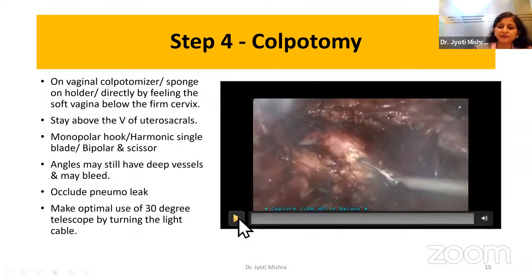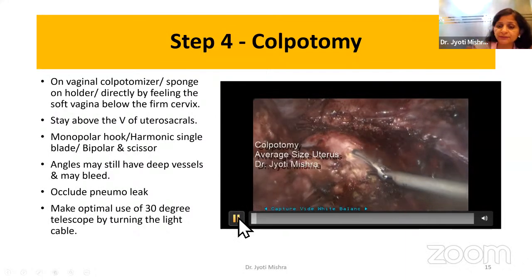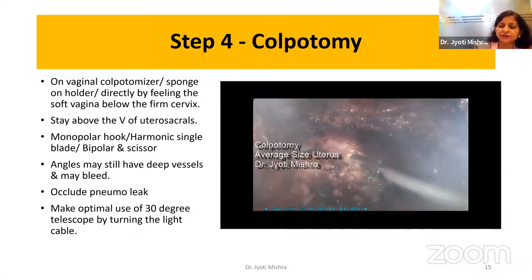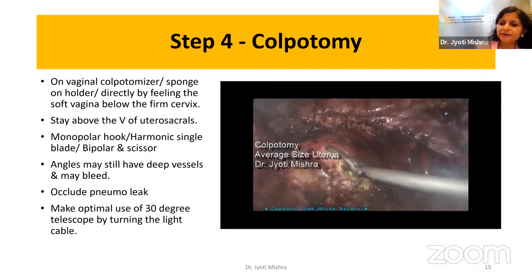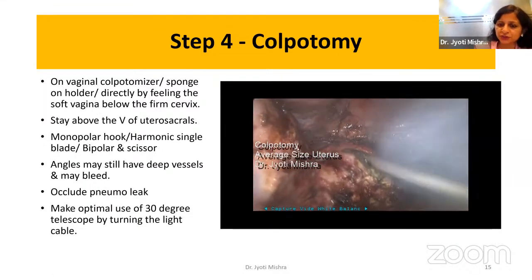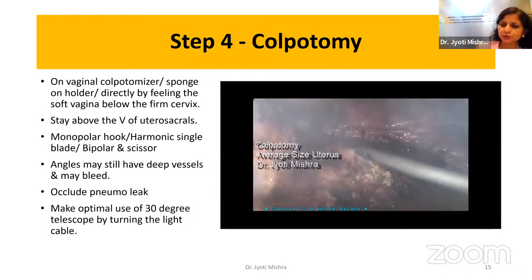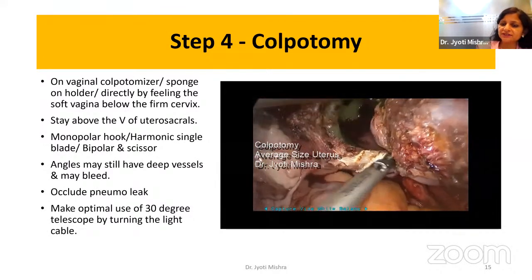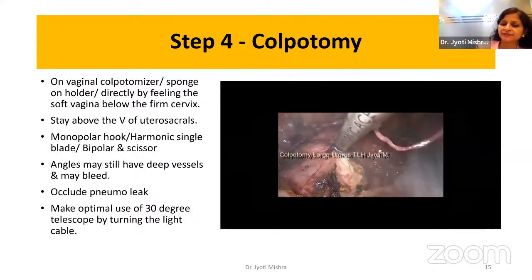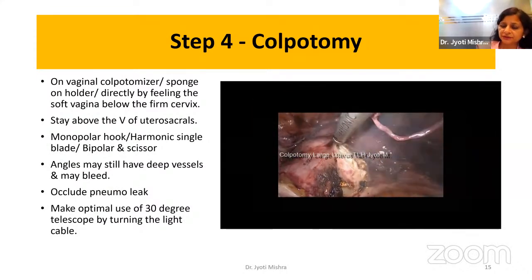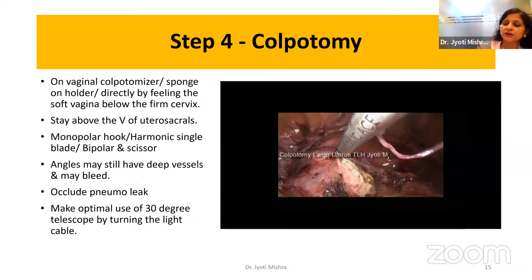Step 4 is colpotomy. So now the bladder has gone down, the bowel is down. Your elevator, manipulator can lift up the uterus to keep the bowel down. There's a cup inside. Many people don't use a cup. So it is your choice whether you want to use the cup or not, or you have a sponge holder. And even if you don't use anything, just the feel of the vagina is different from the firm cervix. So here you keep cutting on the cup and going all around.